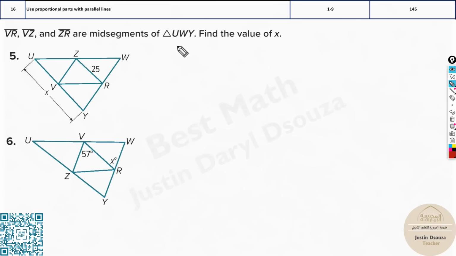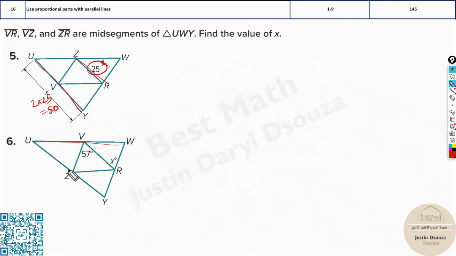And now we are in mid-segment problems. These are one of the easiest problems. All we need to do is find the x value. Now look at this one. This is mid-segment, right? These two are parallel. This and this are parallel, and these two are parallel. They have a very easy property. If this is, say, x, then this bigger one will be 2 times x. But now here it's not x, it's 25. So this will be 2 times 25. It's 50.